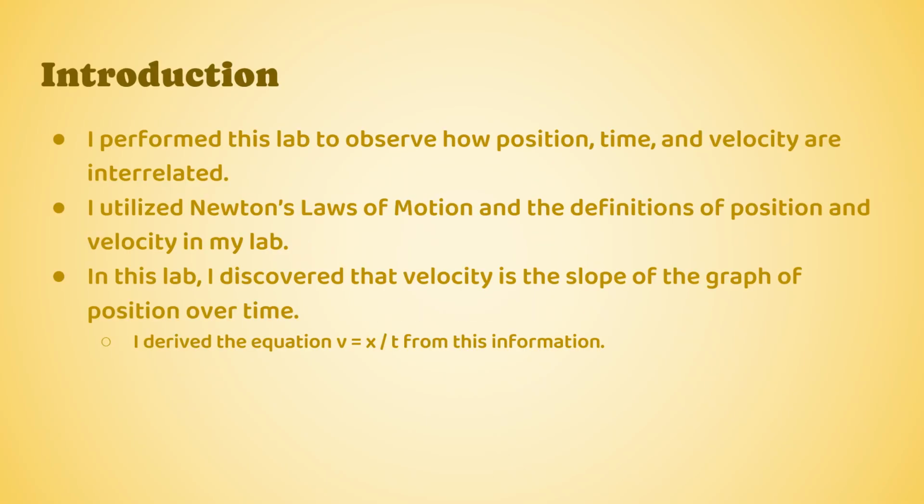I performed this lab to observe how position, time, and velocity are interrelated, and I utilized my knowledge of Newton's laws of motion and the definitions of position and velocity. What that means is sigma F equals ma. I utilized that, and the fact that velocity is the derivative of position, that position is where something is located, and velocity is change of position over time. In this lab, I discovered that velocity is the slope of the graph of position over time. I derived the equation v equals x over t from this information.